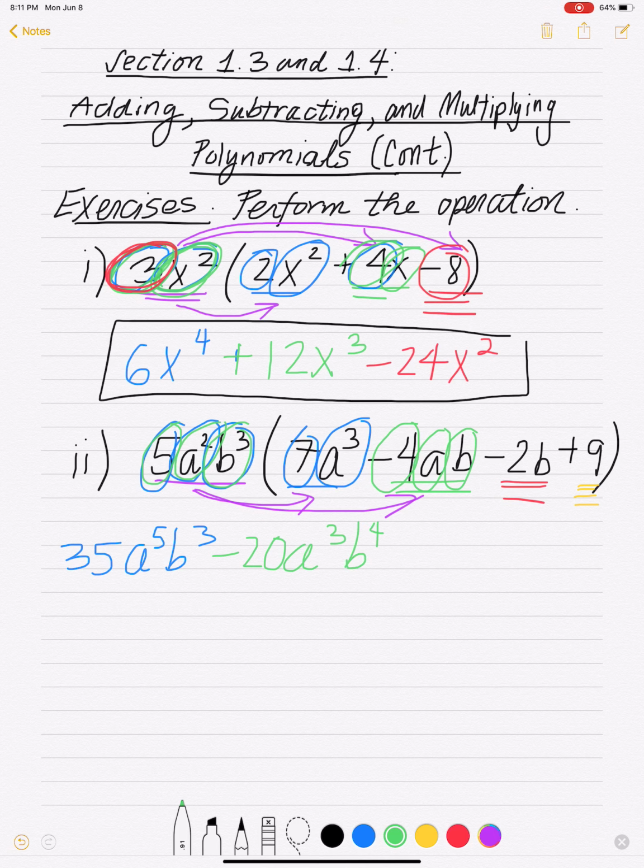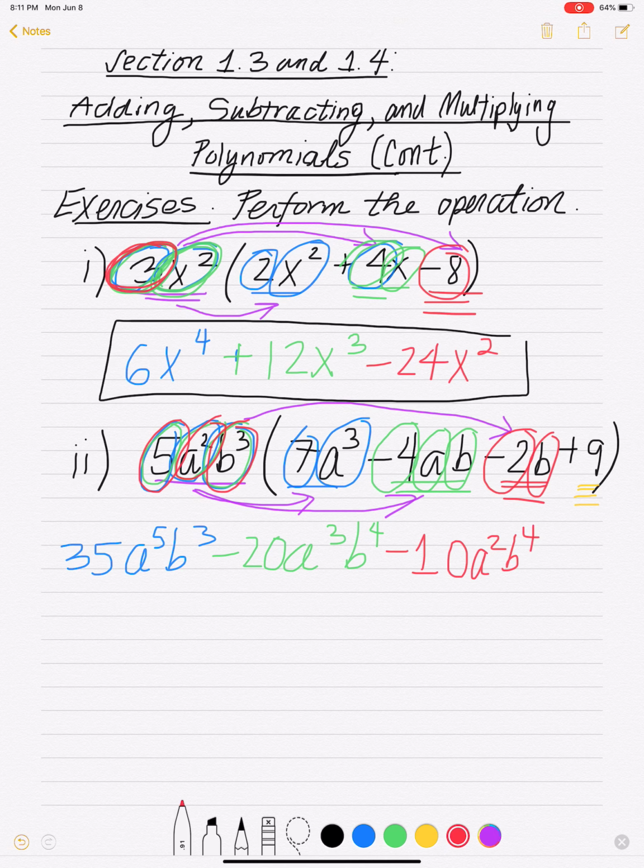All right, now we want to distribute 5a squared b cubed by this minus 2b term, right? This red term. Let's take 5 times negative 2. 5 times negative 2 is negative 10. Let's take a squared. And let's take b cubed times b. What's b cubed times b? It's b to the 4th.